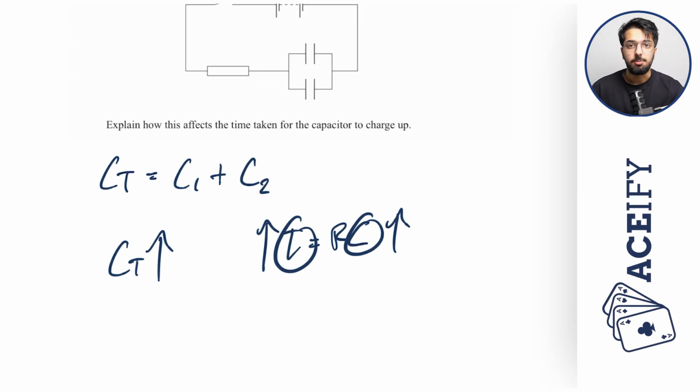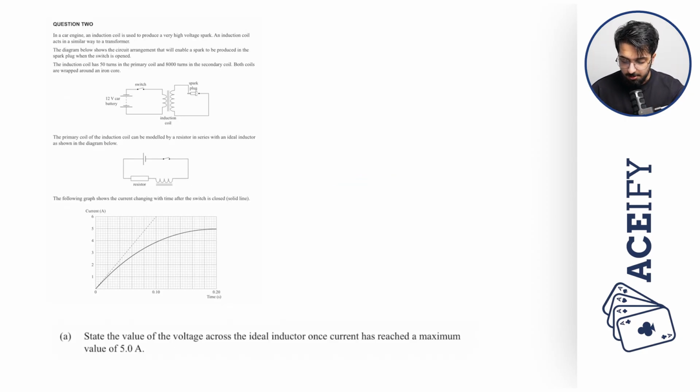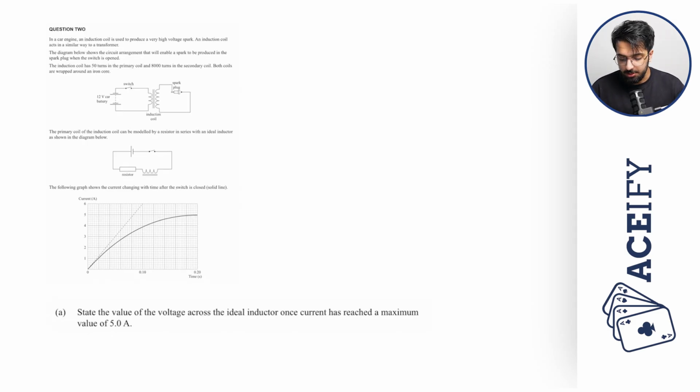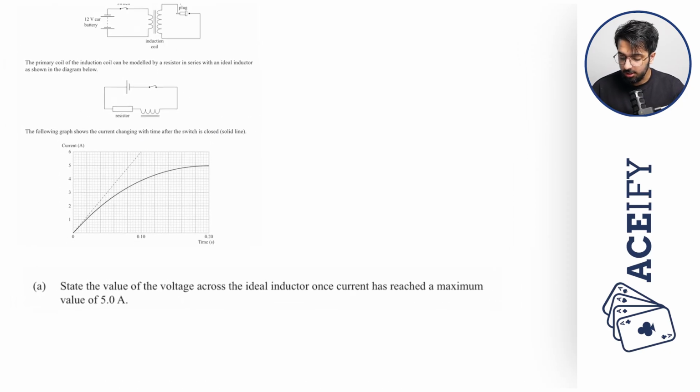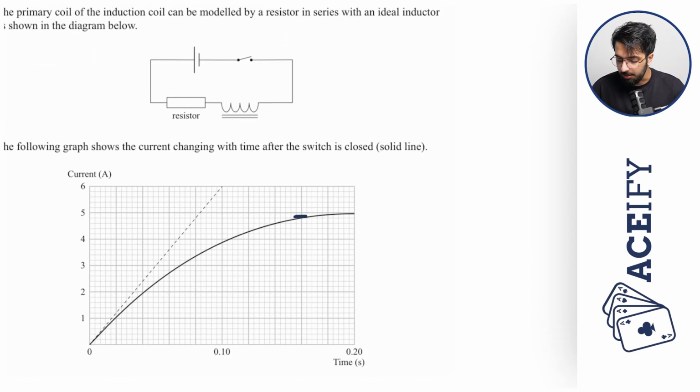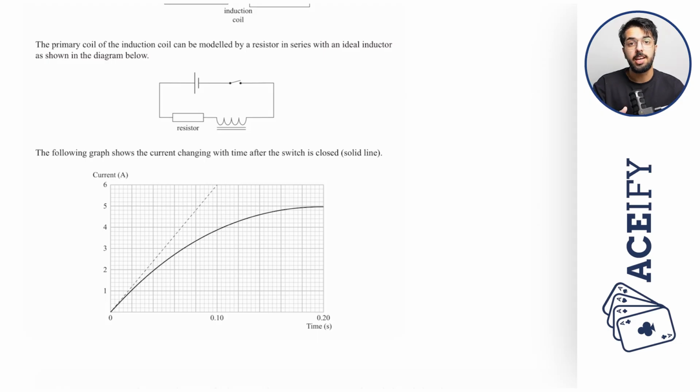And you can explain that in words. Alright, so this is an absolute monstrosity amount of words, so I'm not going to read that out loud, you can read it yourself. So essentially, we have a situation where we have an RL circuit, okay, and it wants us to state the voltage across the ideal inductor once the current has reached a maximum value, okay? So once the current has reached a maximum value, which we can see over here, this is when the current is flowing at a steady state, okay? So the current is no longer going to be changing.